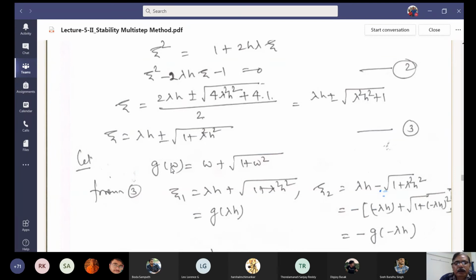If we write lambda h as w, this is w plus square root of 1 plus w square. So this is what I have written. And then the minus root can be written as lambda h minus this thing; take minus out, it will be minus lambda h plus inside that. So it is basically minus of g of minus lambda h, or minus g of minus w. Both can be done together. Is that right?